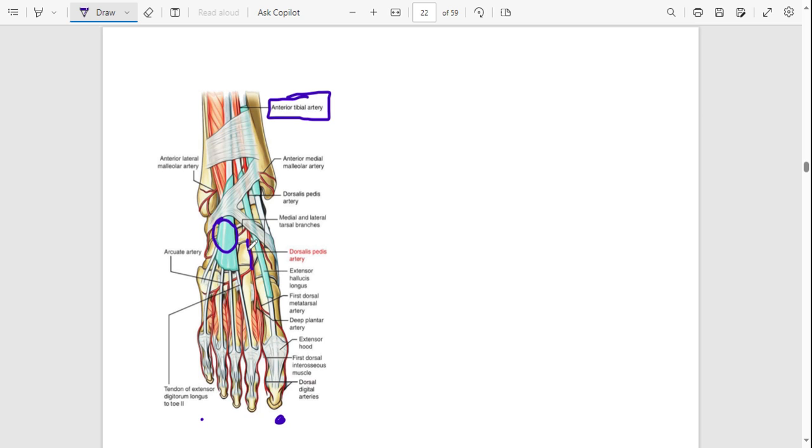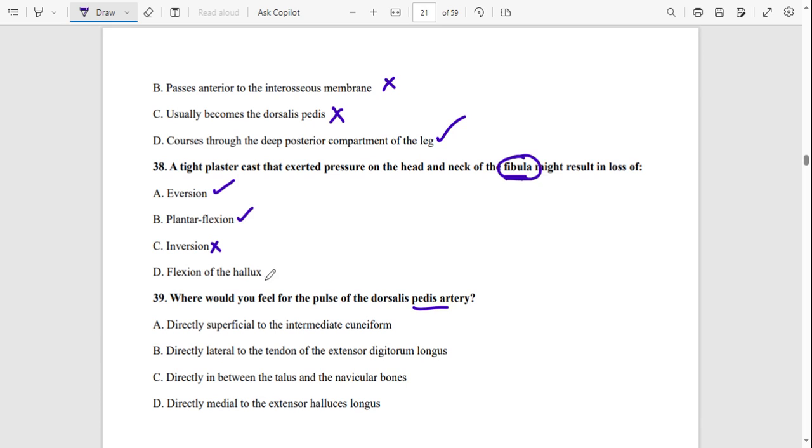Okay, so the dorsalis pedis is medial to the tendon of extensor digitorum longus, but it is lateral to the tendon of the extensor hallucis longus. So I was saying hallucis because this tendon is going to the big toe. The big toe is known as the hallux. Okay, so it is lateral to the extensor hallucis longus tendon, and then medial to the tendon of extensor digitorum longus. Now let's answer the question.